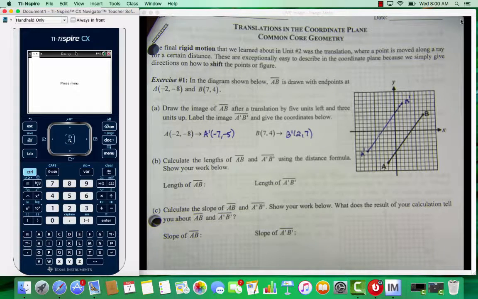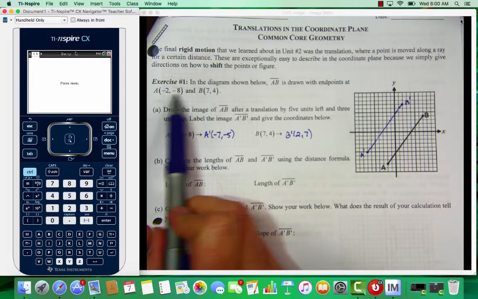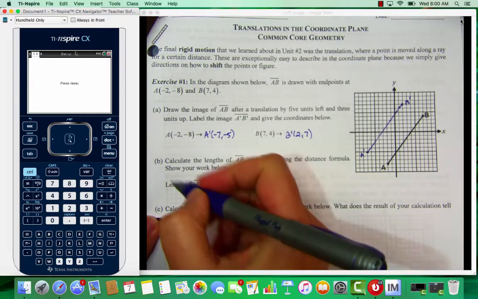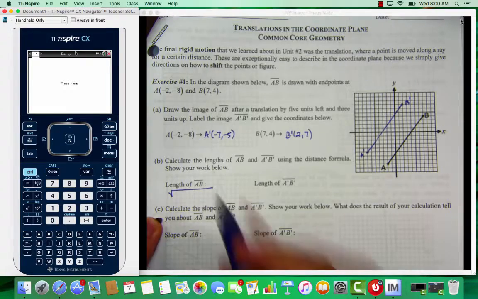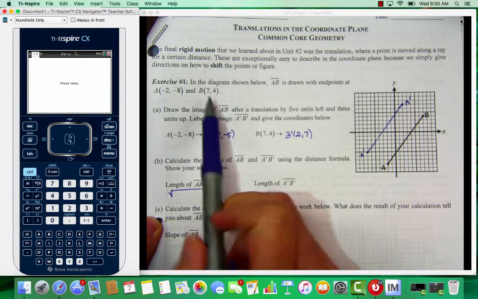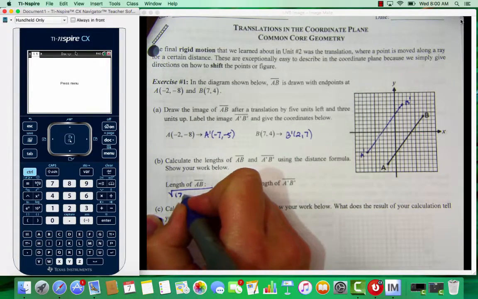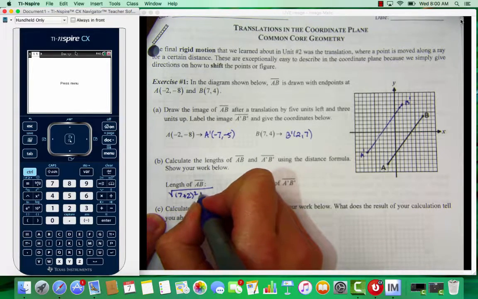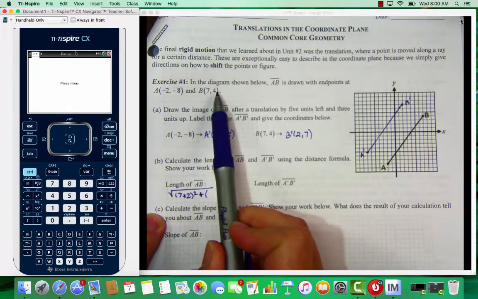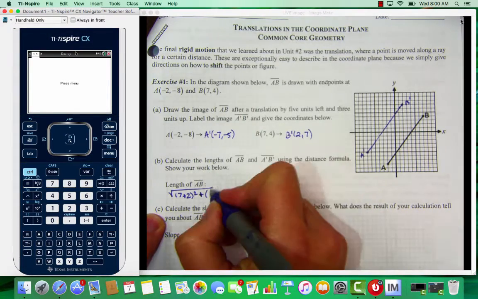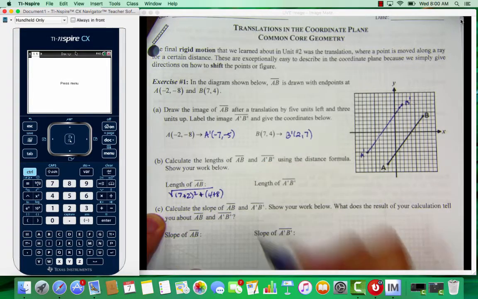So now we're going to find the length of AB and the length of A prime, B prime using the distance formula. We have the coordinates for all of those points. So what we're going to do is go ahead and use our big square root. And for A and B, what we're going to do is subtract the x values. So I'm going to do 7 minus negative 2, which is 7 plus 2. And then plus, I'm going to subtract my y values in the same order. So 4 minus negative 8, which is 4 plus 8.